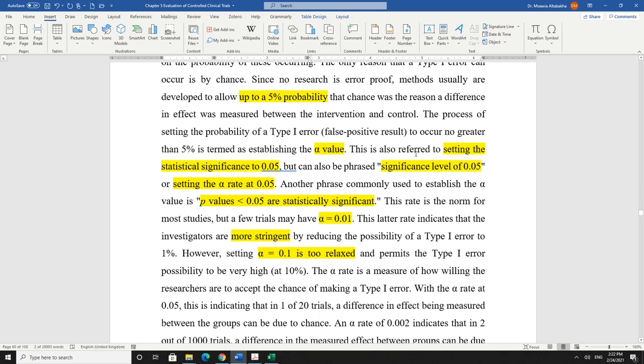Remember when I told you about setting the alpha value? Look, they may write it in the manuscript as setting the statistical significance to 0.05, or significance level of 0.05, or setting the alpha rate at 0.05. So these are the different phrasings. Or another phrase: if p-value is less than 0.05, the results are statistically significant. The p-value, pay attention, is not alpha. Alpha is what you set. The p-value comes from the results. Okay, you get the p-value from the results. Then you compare it to alpha. Okay?